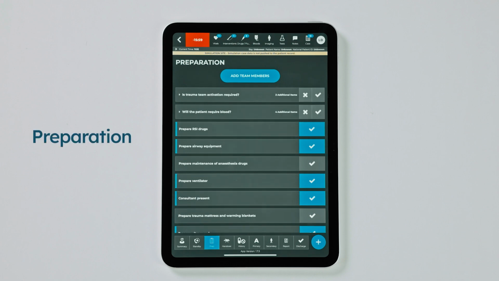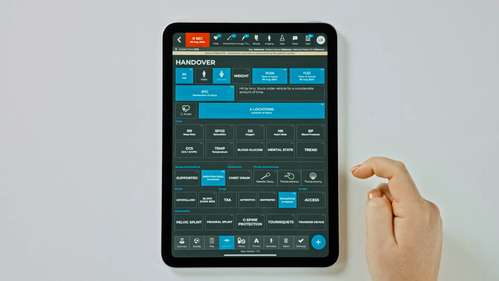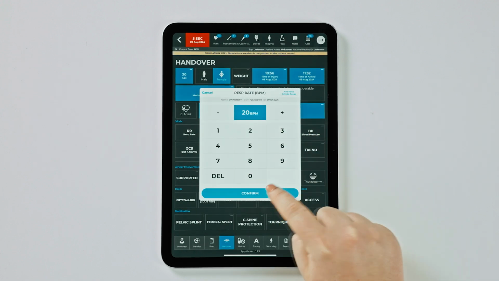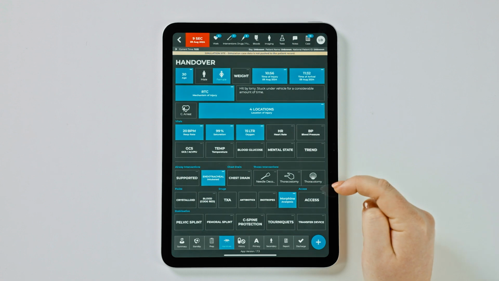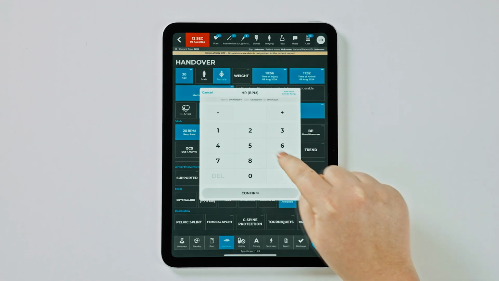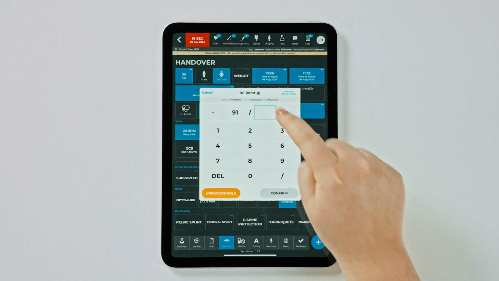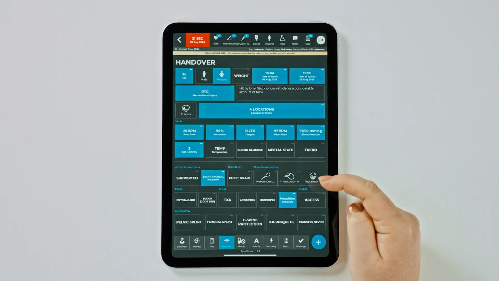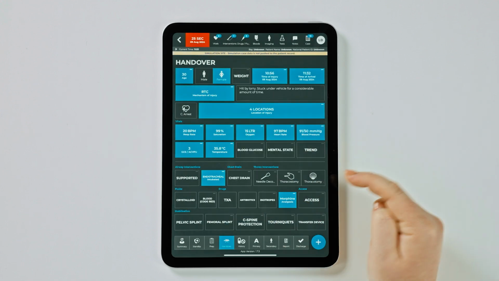Once the patient arrives in the ED department, the scribe moves the trauma app to the handover screen and immediately enters the patient's time of arrival. The patient's observations are as follows. Respiratory rate is 20. Oxygen saturations are 99% in oxygen. Heart rate is 97 beats per minute. Blood pressure is 91/50 and GCS remains at 3. The patient's temperature is 35.8 degrees.